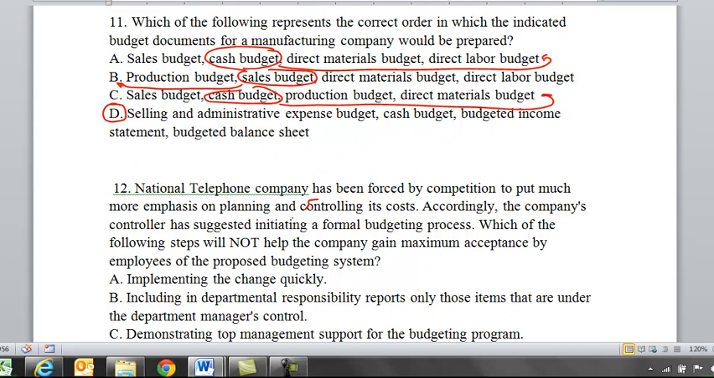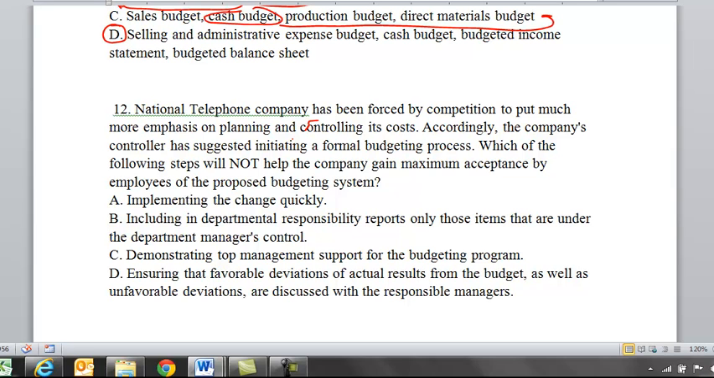Number 12. A company has been forced by competition to put much more emphasis on planning and controlling its cost. Accordingly, the company's controller has suggested initiating a formal budgeting process. Which of the following steps will not help the company gain maximum acceptance by employees of the proposed budgeting system? And this one here, think about it. If somebody is telling you that we're going to incorporate something new, you don't want to implement it quickly, because you need to get buy-in. You need people to feel comfortable with it. So A says implementing the change quickly. Well, just right off the cuff, that doesn't sound like the right answer, but let's make sure.